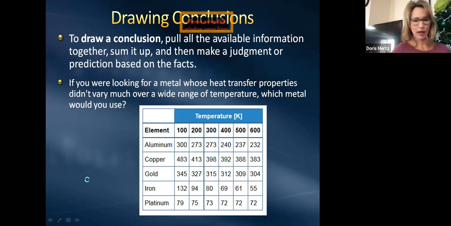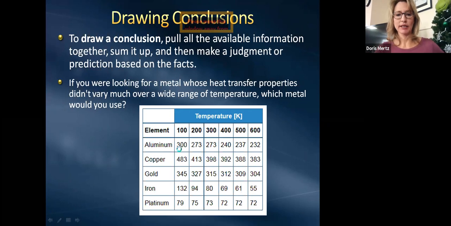So if I were looking at that, a quick way is to look at the highest and lowest. So this one goes from 300 to 232. This one goes 483 to 383, 345 to 304, 132 to 55, and 79 to 72. So which varies the least?